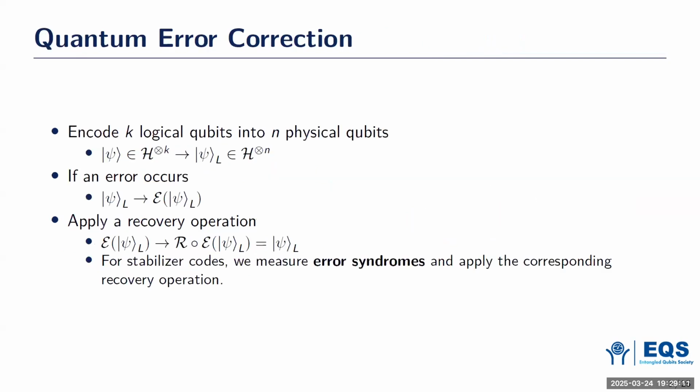Let's consider the following scenario. Here, we encode k logical qubits into n physical qubits, and suppose an error occurred in the encoded logical states. The redundancy allows us to detect which error has occurred, and we can recover the state by applying the inverse operation. There is a special class of quantum error correcting codes named stabilizer codes, and most of the codes used in quantum computing are stabilizer codes. For stabilizer codes, we can measure error syndromes to figure out which error has occurred.